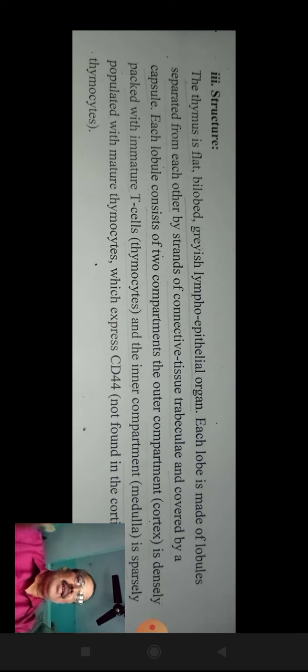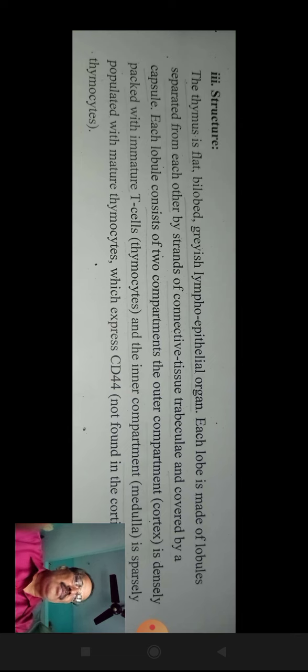Structure of the thymus. The thymus is a flat, bilobed, grayish lymphoepithelial organ. Each lobe is made up of lobules separated from each other by strands of connective tissue trabeculae and covered by a capsule. Each lobule consists of two compartments. The outer compartment is the cortex, which is densely packed with immature T cells, the thymocytes.